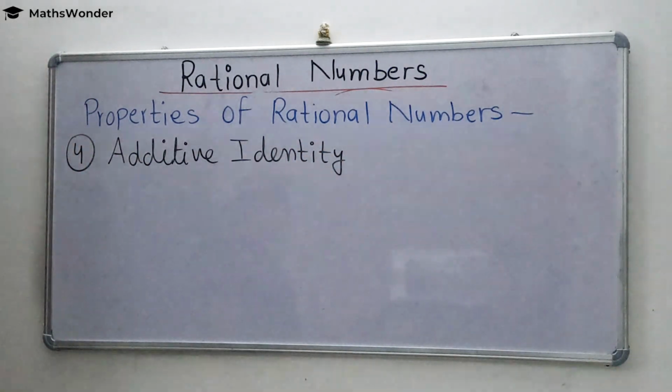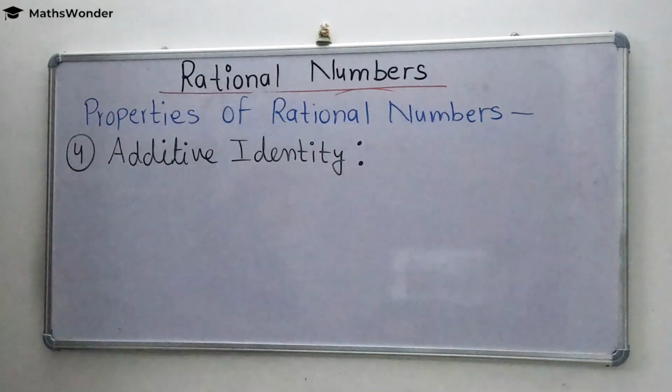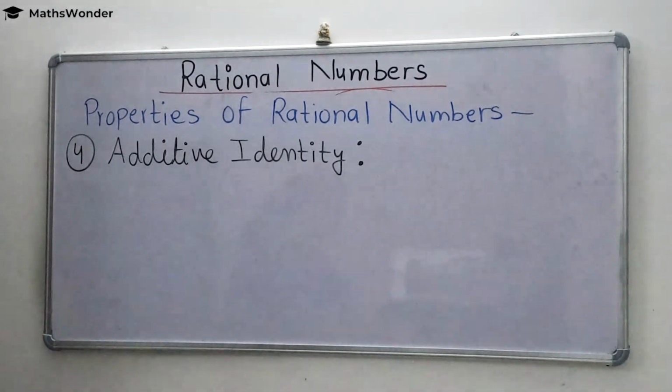Additive identity, or the other name is existence of additive identity. So you can write it in any way. Existence of additive identity. Now what is this? Any idea what this is? Different forms of adding, I guess. Additive identity. What is the additive identity?